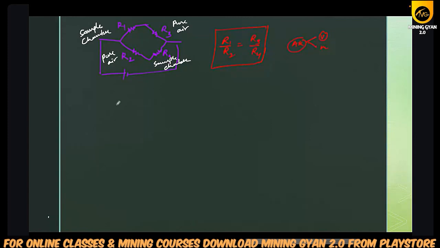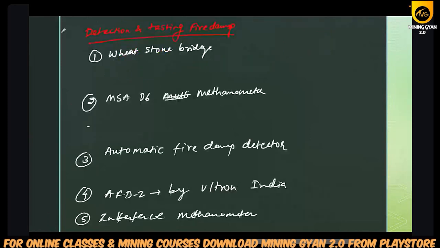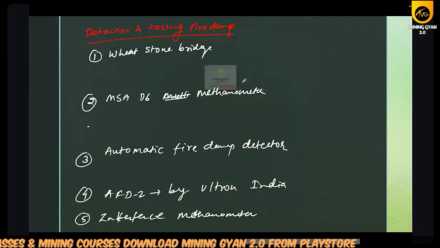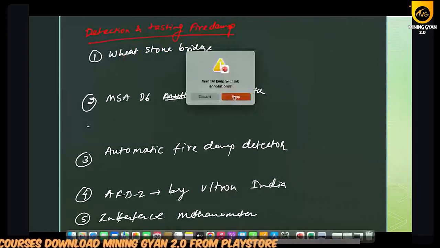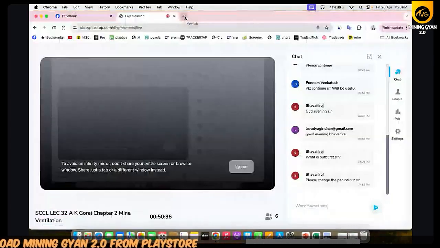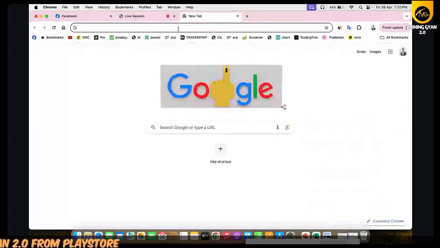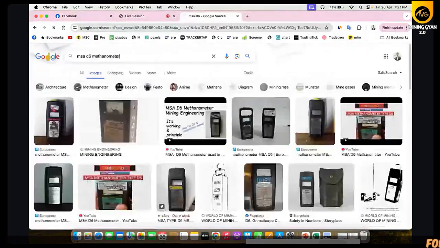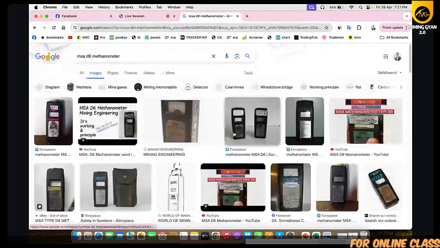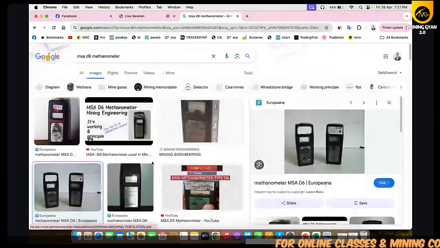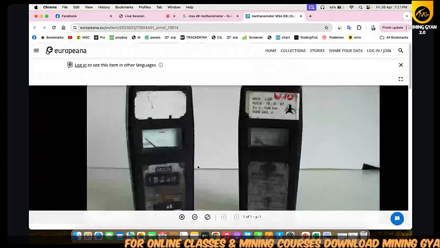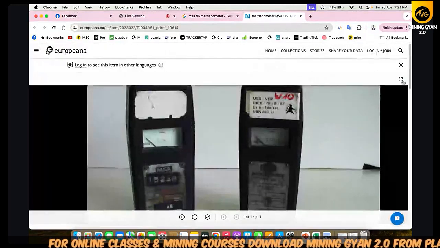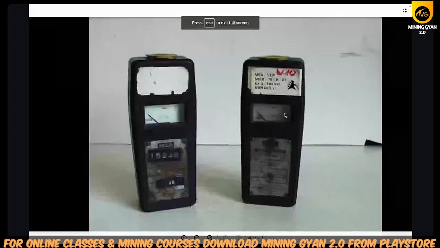Then the second was the MSA D6 methanometer. If I have a photo, I will show you. Please change the pen color. Okay, I will change the pen color. I am changing the pen from time to time. This is the MSA D6 methanometer. As you can see, it is very small, so it is a handheld device.